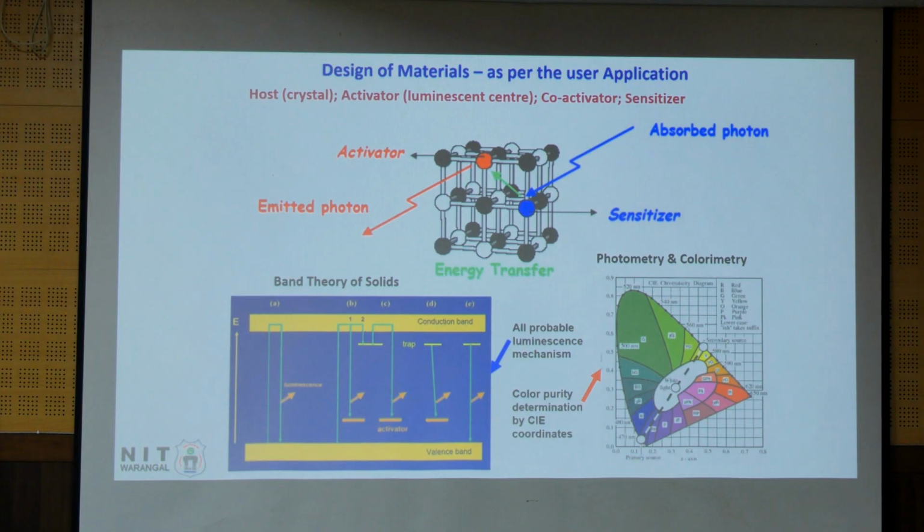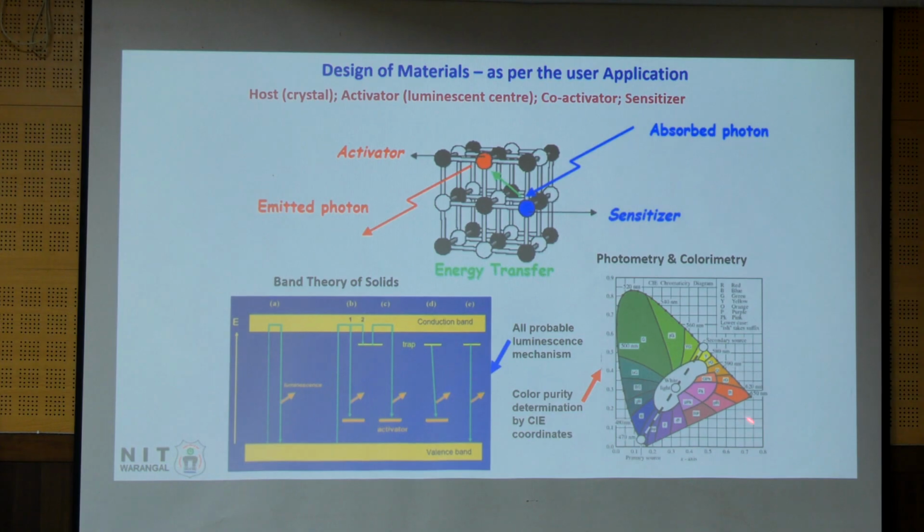Essentially, to make these materials, you can dope an activator which is responsible for the color. The crystal is the one which absorbs the radiation and then transfers the energy to that particular activator, which glows. You can have various types of emissions, like band edge emission. If an electron is falling from the conduction band to the valence band, it's called band edge emission. Or from the activator trap level to the activator level, or trap to the valence band. These are various possible mechanisms you can have.